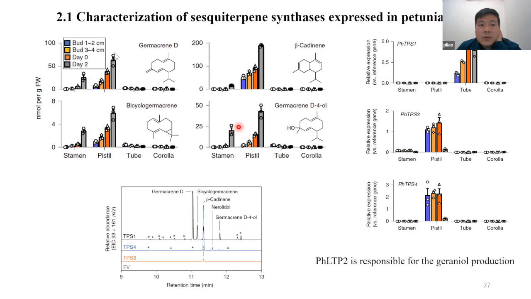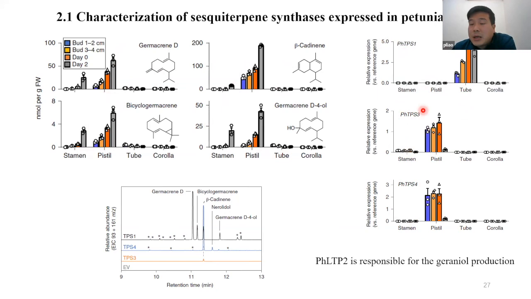Out of the TPSs, for TPS2, he found that TPS2 is responsible for geranial production. Geranial is a monoterpene. For the other three, TPS1, TPS3 and TPS4, he found that all three have a function in the biosynthesis of sesquiterpenes. Something interesting you may find here: TPS1 shows very high expression in the tube, not in the pistil. This is strange, because all these compounds accumulate at a high level in the pistil, not in the tube.